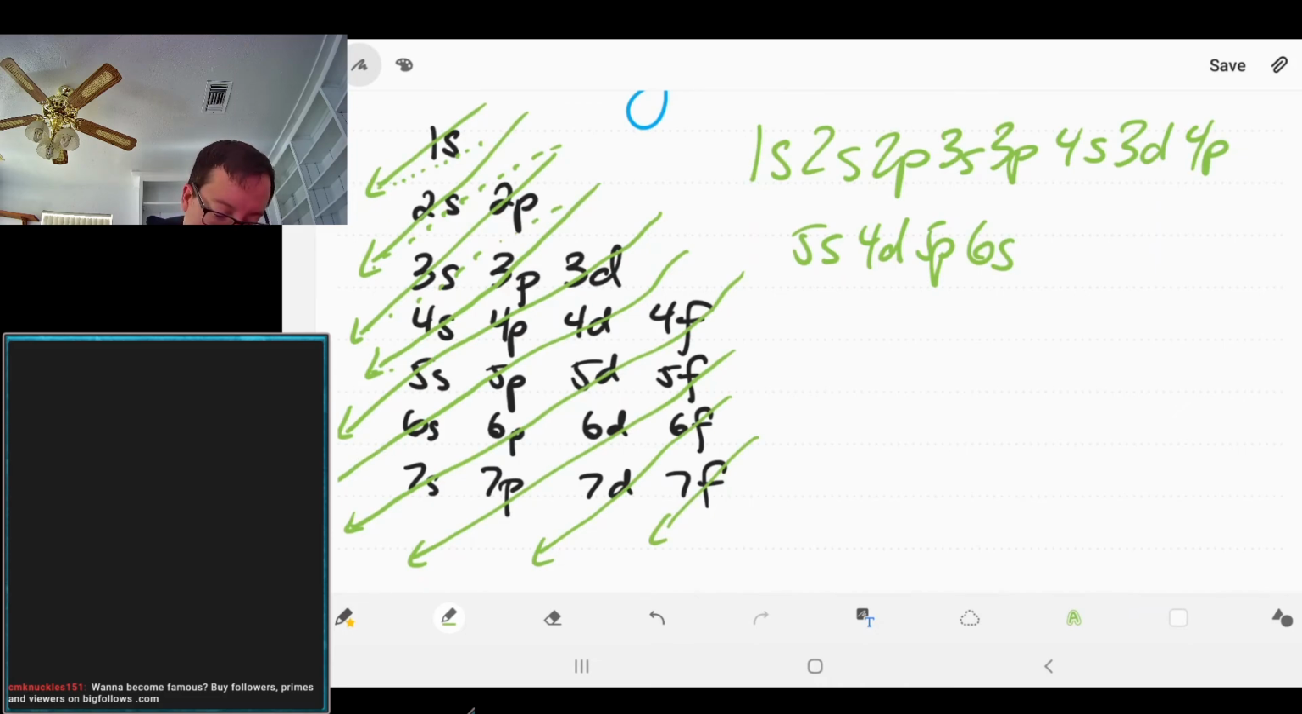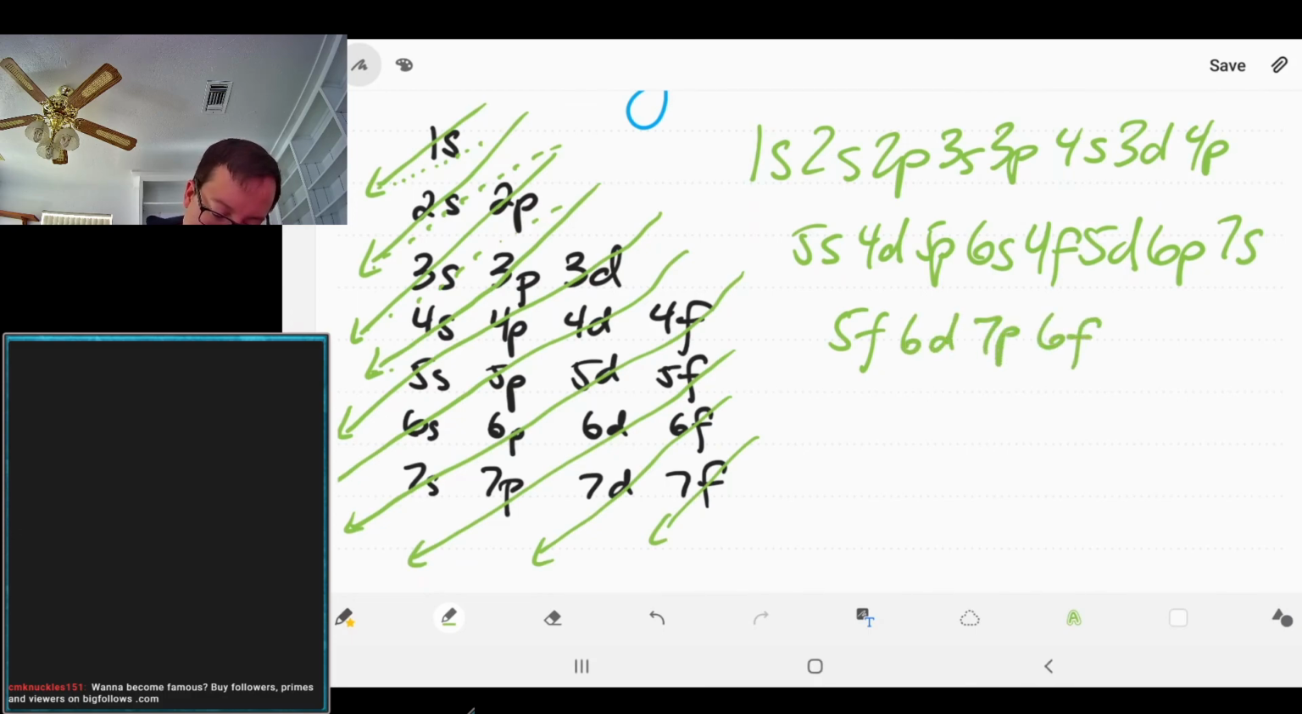After 6s, we go back up to the top to our next line, which puts us through 4f, 5d, 6p, 7s, and then if we just keep going, 7p, 6f. Well, really, 7p is kind of where we end. So we don't really have to worry about those last ones, because 7p will put us at element 118, which is our highest known element. So this is the order of orbitals.